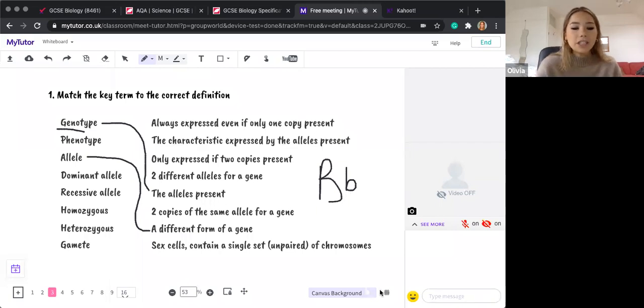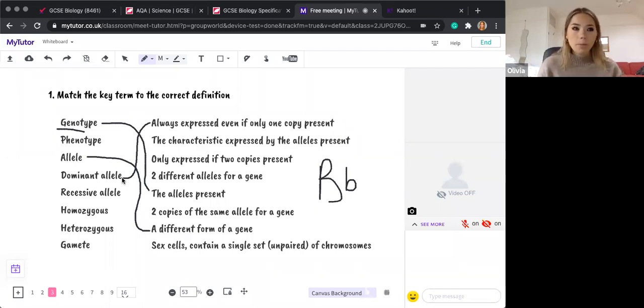Okay, so genotype is the alleles that we have present for a particular gene. Those alleles might be dominant or recessive. A dominant allele is an allele that's always expressed, even if we have one copy present. What we mean by expressed is that it's always shown in our characteristics.